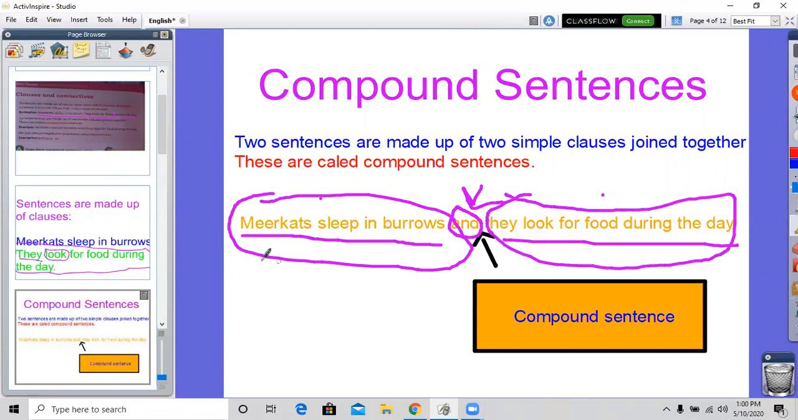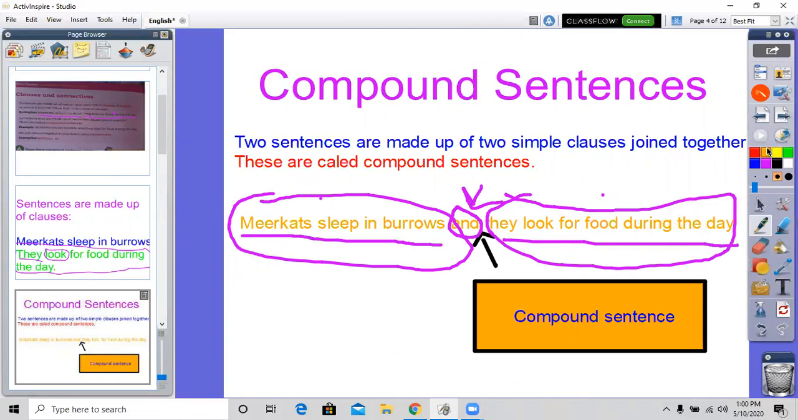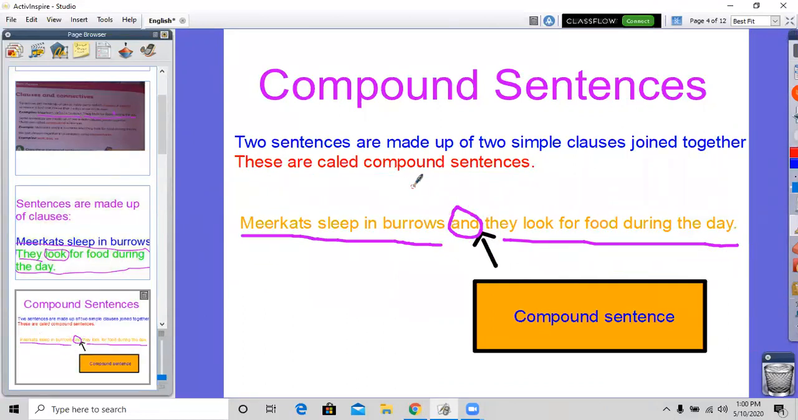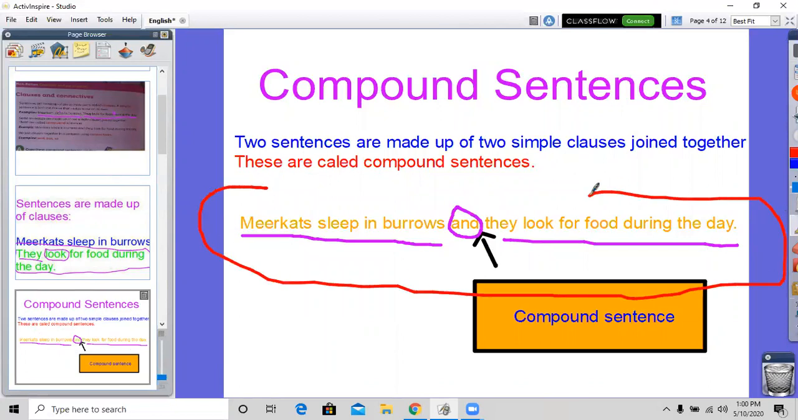If we join them together to make one big massive sentence, we call it a compound sentence. So all of this is called a compound sentence. As you can see, a compound sentence has two parts to it. So two clauses, joined with the connective and.